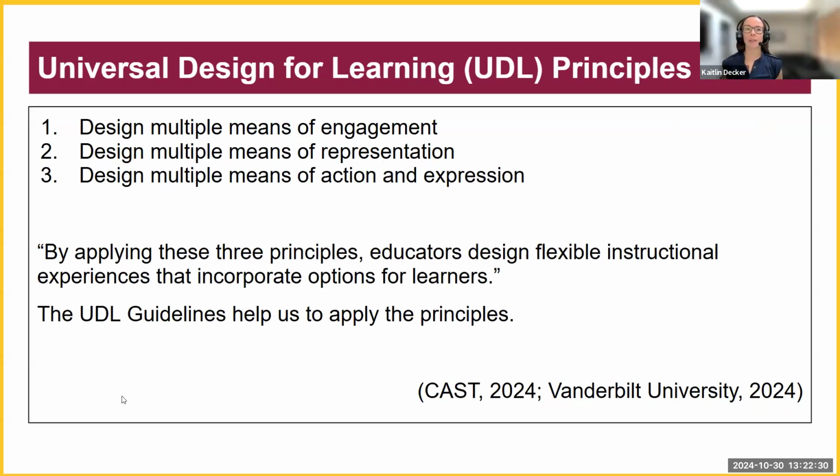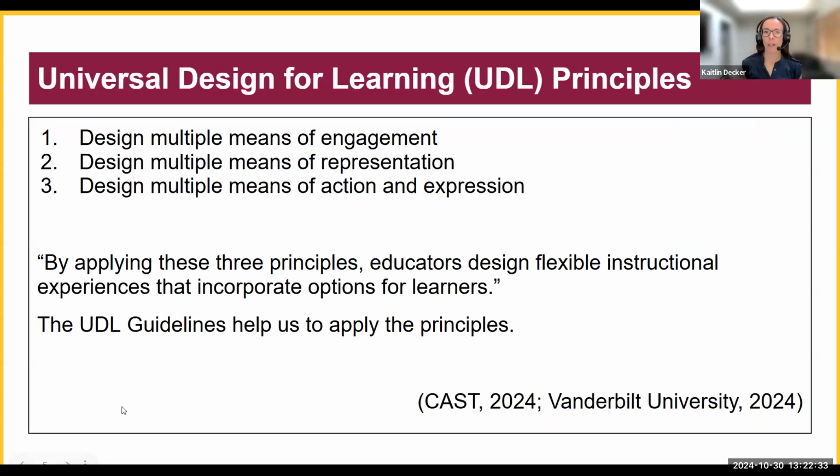Thanks, Alyssa. So the Universal Design for Learning framework is organized around three main principles, and those are to design multiple means of engagement, design multiple means of representation, and design multiple means of action and expression. And we have this from Vanderbilt University that by applying these three principles, educators can design flexible instructional experiences that incorporate options for learners. And the CAST's UDL guidelines are a set of guidelines that help us to apply the principles. So that's what we're going to look at today, is these guidelines in detail and some examples that demonstrate applying these guidelines.